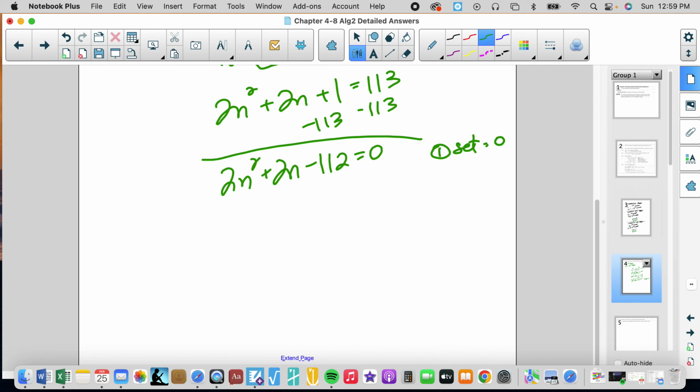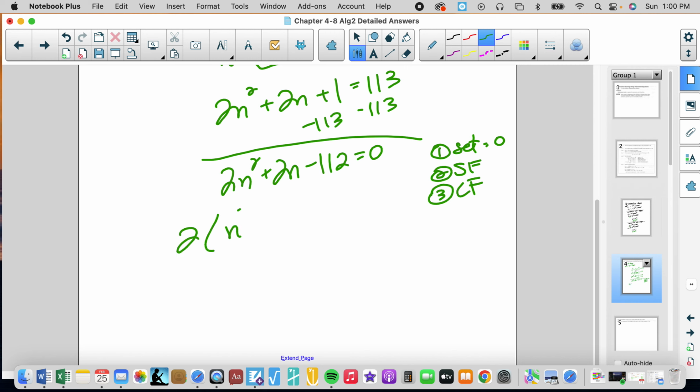Set equal to 0. Are we in standard form? Yes. Is there a common factor? Yes, there is. We can factor out a 2. We get n squared plus n minus 56 equals 0. So next thing, is it a special case? Is it a binomial square or difference of squares? Nope, 56 is not a perfect square. So we're going to go to a times c, where a is 1, c is 56.